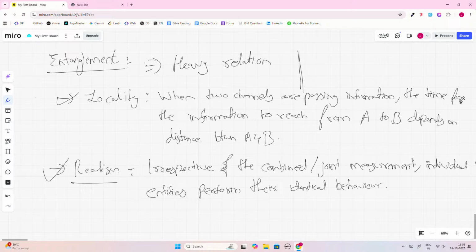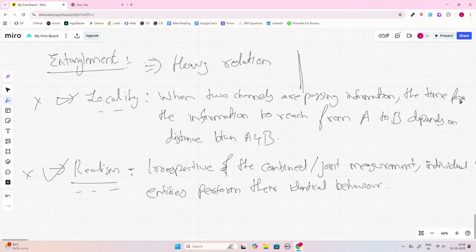Your entanglement breaks these two things. Your entanglement breaks the property of locality and breaks the property of realism as well. So how is it breaking these two? And I don't want to exaggerate it, because it's already fine.